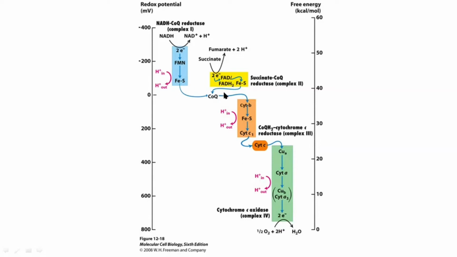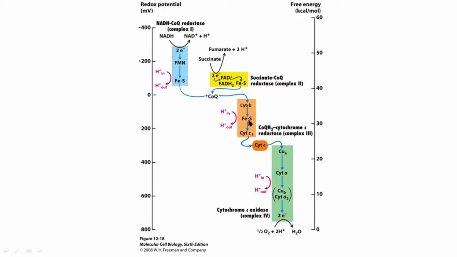All these components, if you see, are arranged in groups except for 2. There are totally 4 groups forming 4 complexes. Complex 1 will remove electrons from NADH. Complex 2 will remove electrons from FADH2. These electrons will be passed on to coenzyme Q. This coenzyme Q is not part of any complex. After obtaining electrons from complex 1 or 2, it will pass on those electrons to complex 3.